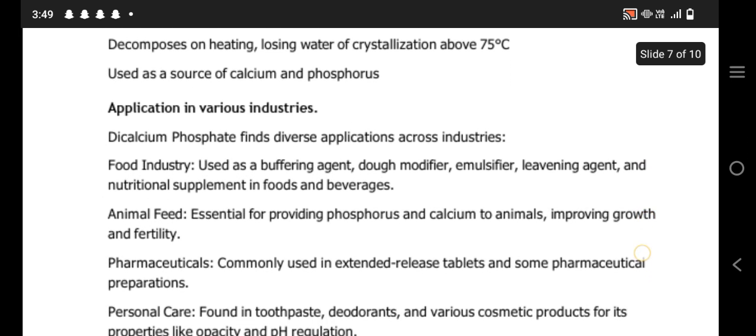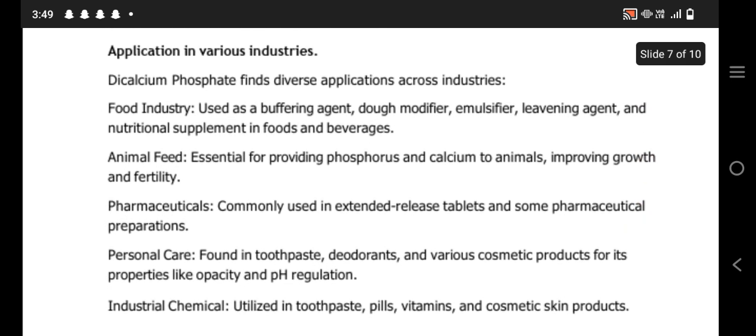Applications in various industries. Dicalcium phosphate finds diverse application across industries. First, food industry. Used as a buffering agent, dough modifier, emulsifier, leavening agent, and nutrient supplement in food and beverage. Animal feed, essential for providing phosphorus and calcium to animals, improving growth and fertility.